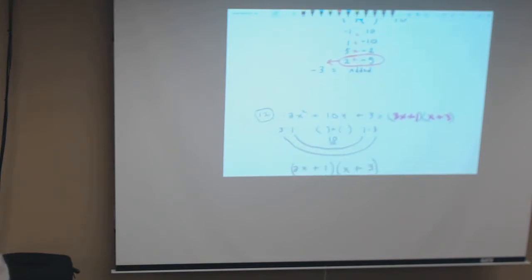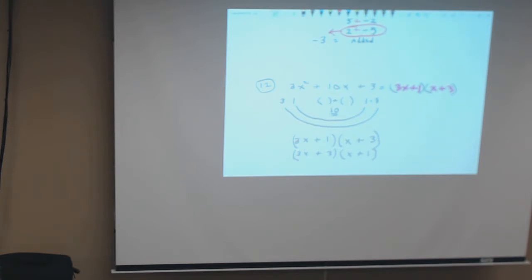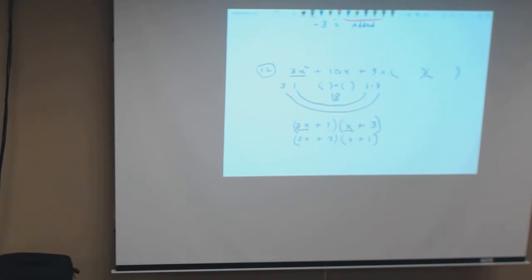Problem 12. Now, see with problem 12, well, there it is. I've got the answer in there. Let's erase it again so you can't see it. And using that FOIL principle, the only way to get 3x squared is 3x times x. And the only way to get 3 is 1 times 3 or 3 times 1.